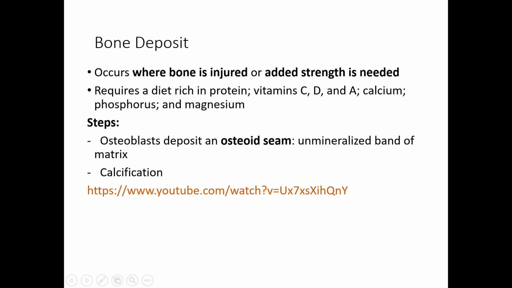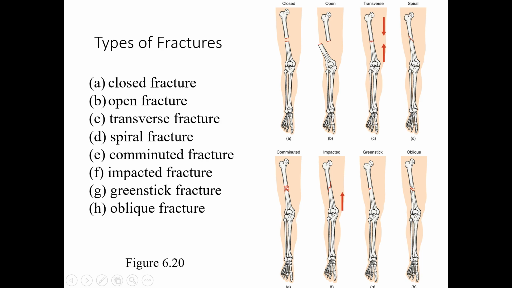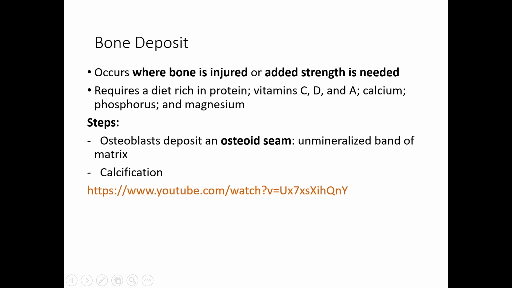Bone deposit is a slightly different process. It's adding bone. When bone is injured or additional strength is required, our osteoblasts add additional bone tissue. What is necessary for that? A diet rich with all those building materials: proteins, calcium, phosphorus, magnesium, and also vitamins C, D, and A. Osteoblasts will deposit the osteoid seam. It's a matrix, and later that matrix, made mostly of fibers, will calcify. Spaces between fibers will be filled with calcium phosphate.